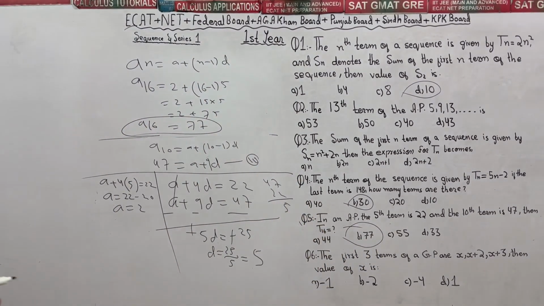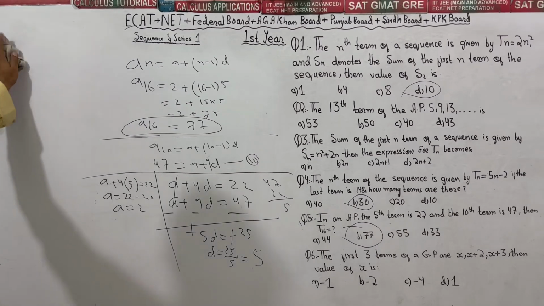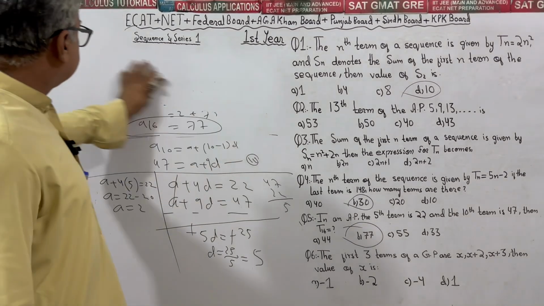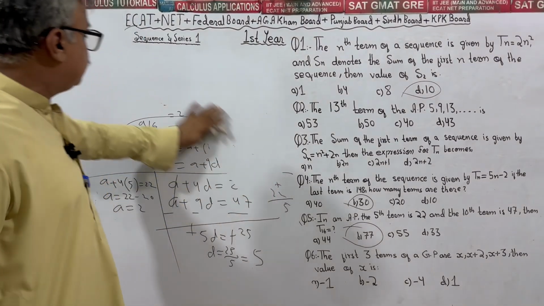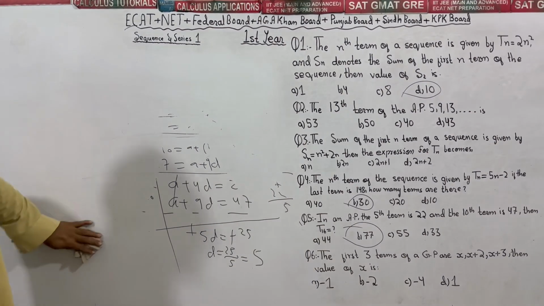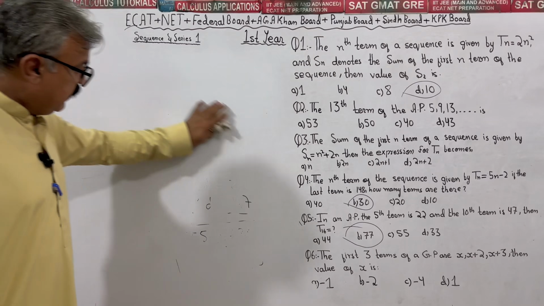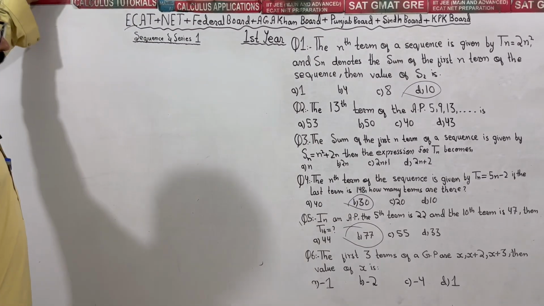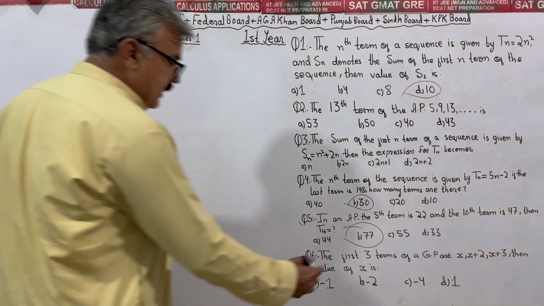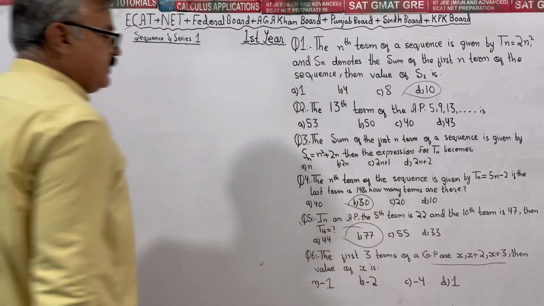The last question is based on GP. These are great questions: whenever three terms are present, for AP, GP or HP, find their common ratio or common difference. That is the case of GP. We are interested in the common ratio.